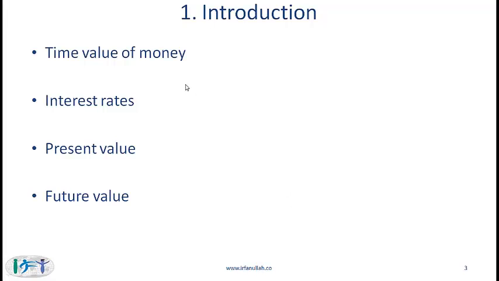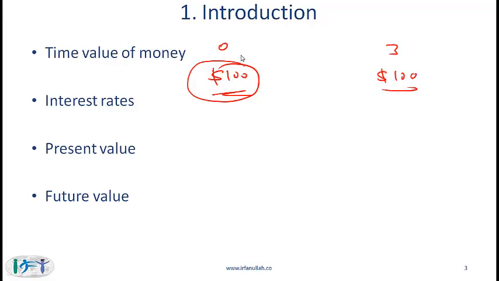A brief introduction. If you have $100 today versus an option to receive $100 after 3 years, so this is time 0, this is at the end of 3 years, what would you prefer? Obviously, you would prefer $100 today. Even though we have $100 in both cases, you prefer $100 today. This means that there has to be some value associated with time, because you are putting more value on the $100 that you are getting today relative to the $100 at a later point in time.